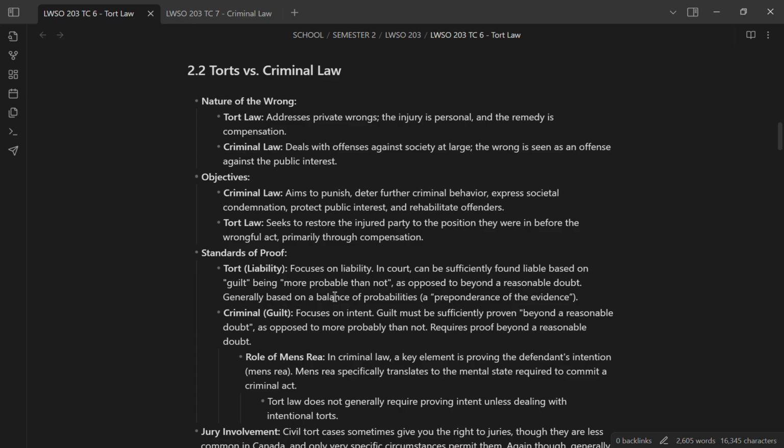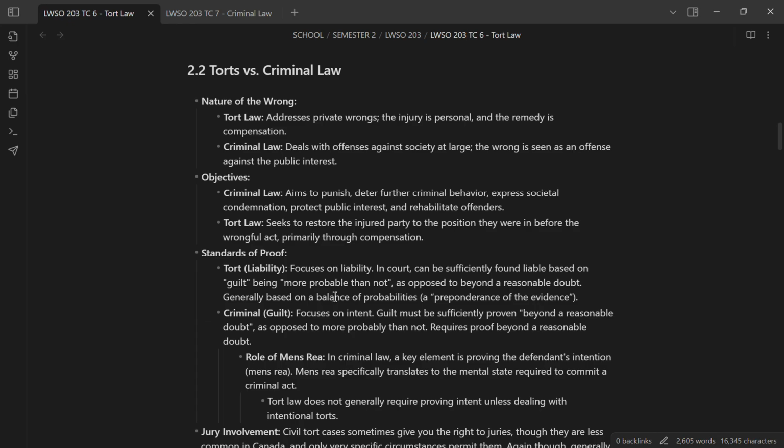Criminal law deals with, again, offenses against society at large, as a whole. The wrong is seen as an offense against public interest. And that's where they differ with regards to the nature of the wrongs. Tort law, private; criminal, public. A person or a smaller body versus society as a whole. The remedy is compensation versus dispensing justice and guilt.